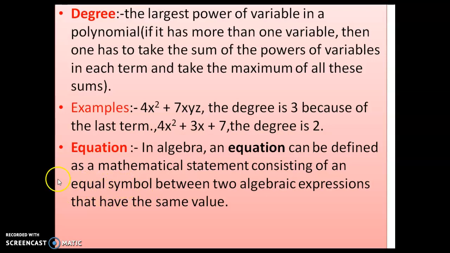And the LHS and RHS you would have studied in the previous class. So both sides should be balanced. Then only we will call this an equation.